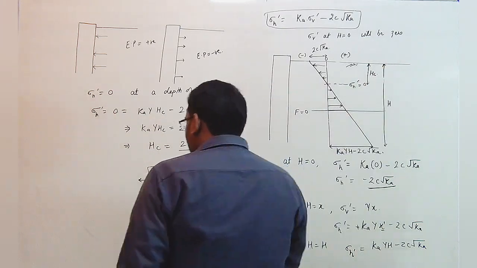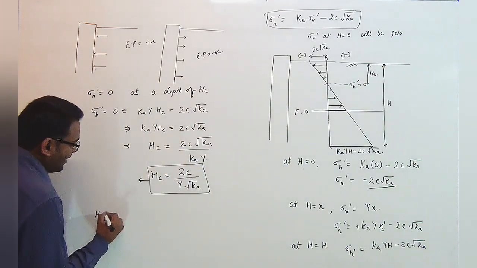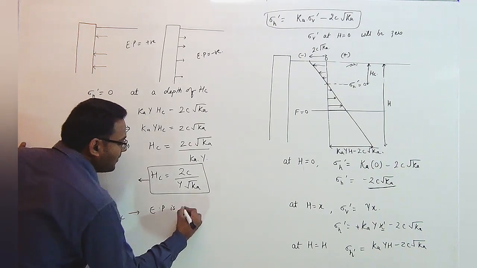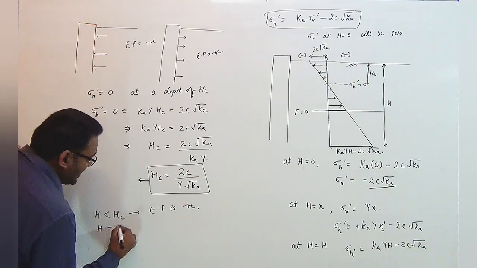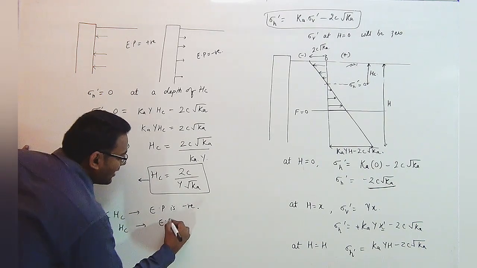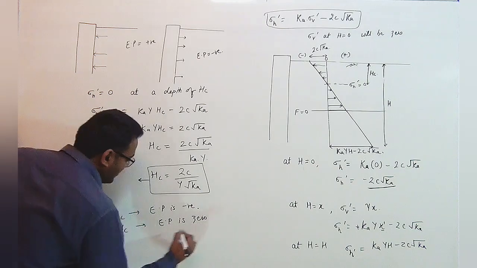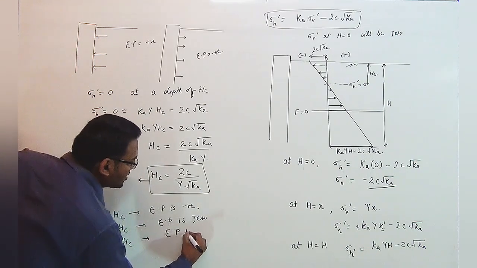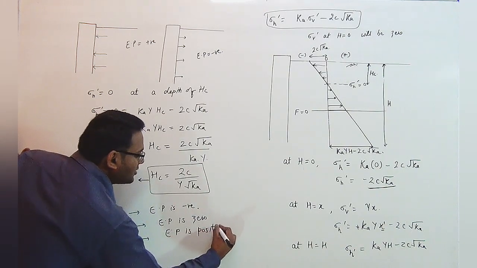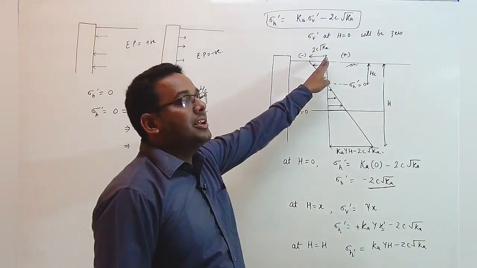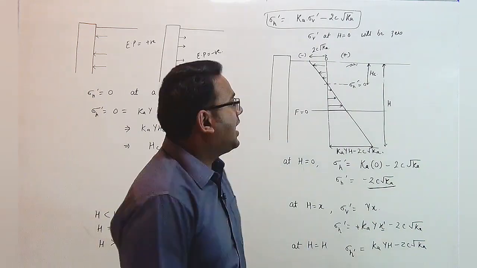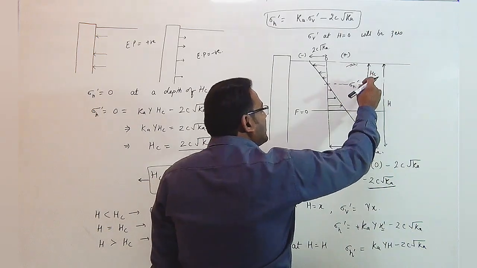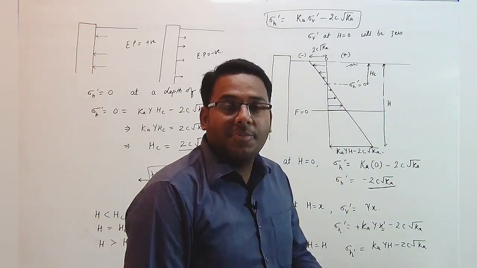hence you can say that if a depth is lesser than hc, then earth pressure will be negative. If h is equal to hc, earth pressure is 0. But if h is greater than hc, earth pressure is positive, as it is mentioned in this particular diagram also: if h is lesser than hc, it will be negative earth pressure; if h is greater than hc, it will be positive earth pressure.